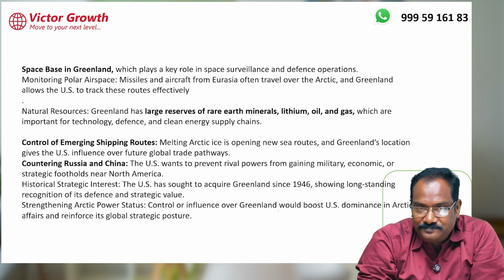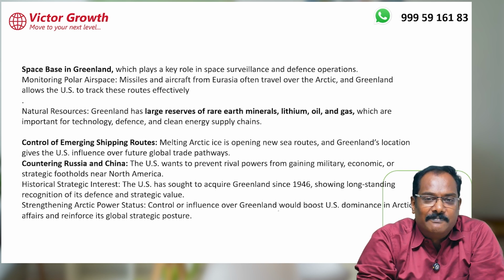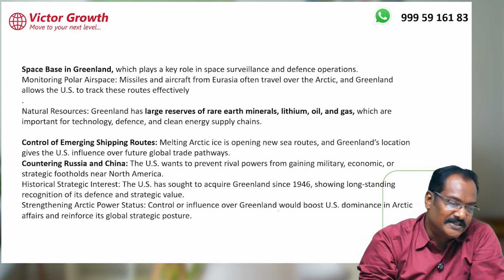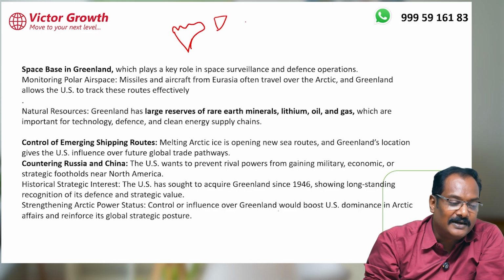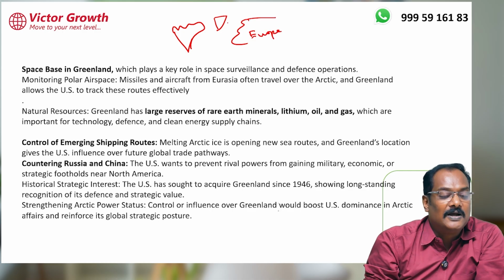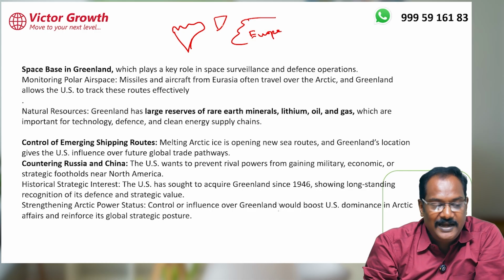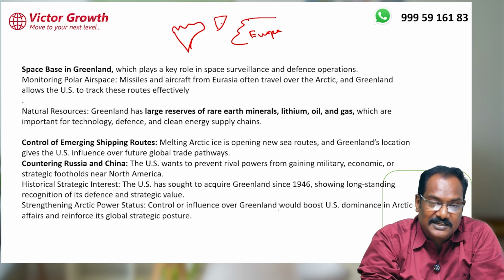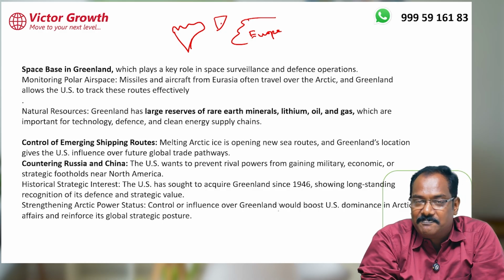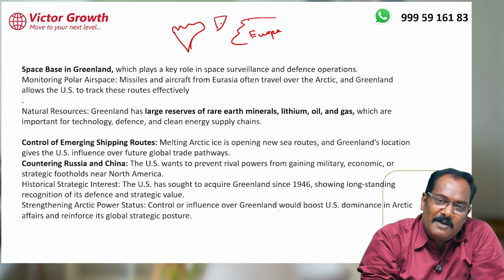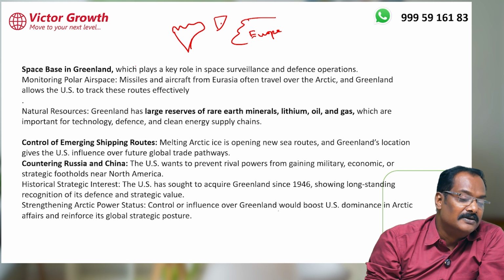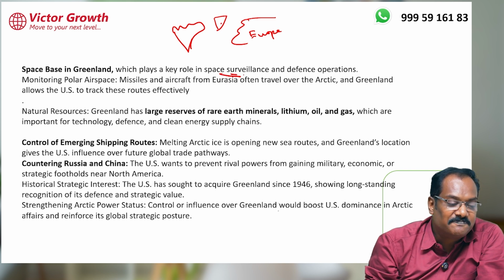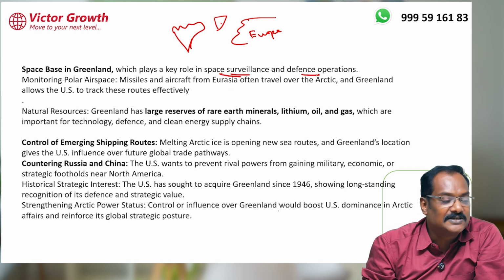Now, Greenland is located between Europe and the USA. That means this is North America, this is Greenland and this is Europe. The location is between these. This territory belongs to Denmark. Greenland is not a separate country. It is the largest island, but it has only autonomy and is still under Denmark. So it plays a very important role in space surveillance and defense cooperation.